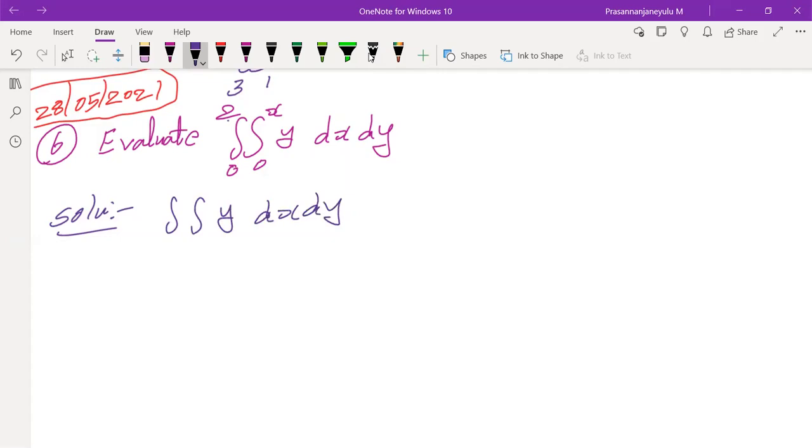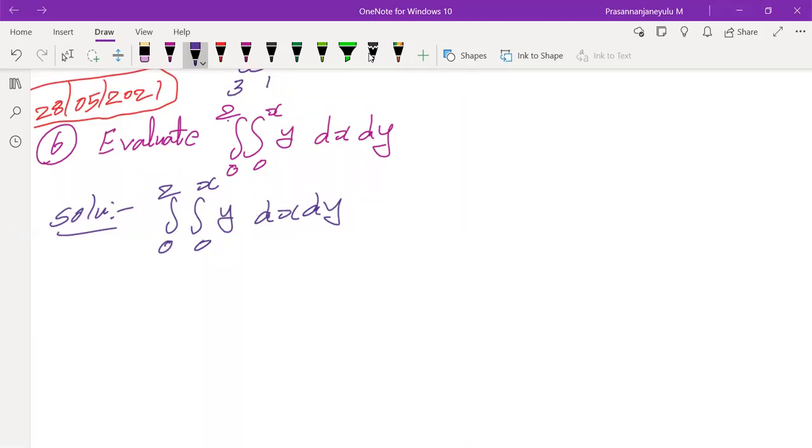And on the interior integration, what are the limits? 0 to x. Is x a constant? No, it is not constant. It is a function of the x variable. And the exterior integration limits are 0 to 2. So on the interior integration, the limits are 0 to x. So that means the limits are functions of the x variable. At least one limit is a function of x.